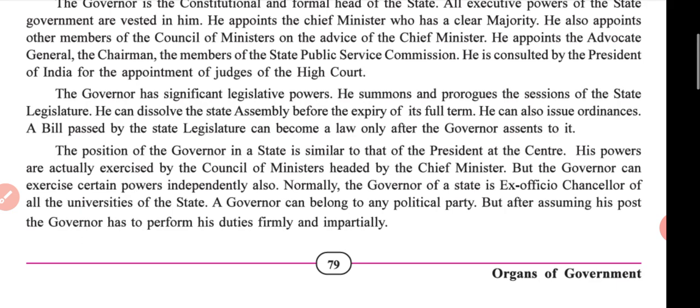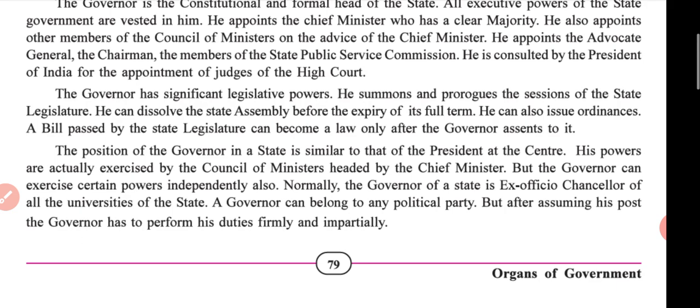The position of the governor in the state is similar to that of the president at the center. In our country, the president's position is equal to the governor's position in the respective state. His powers are actually exercised by the council of ministers headed by the chief minister. But the governor can exercise certain powers independently also. Normally, the governor of a state is ex officio chancellor of all the universities of the state.